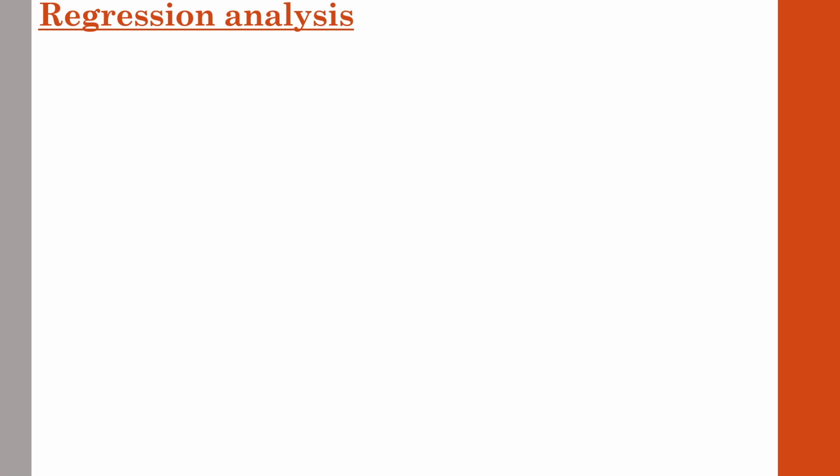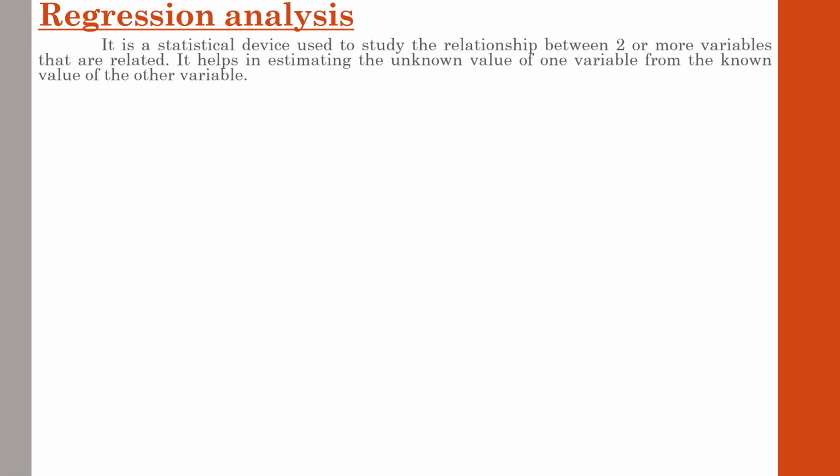So, what is the meaning of regression analysis? Regression analysis in the general sense means estimation or prediction of the unknown value of one variable from the known value of the other variable. It is a statistical device used to study the relationship between two or more variables that are related. So, what is meant by those two or more variables? Let us go into that part.